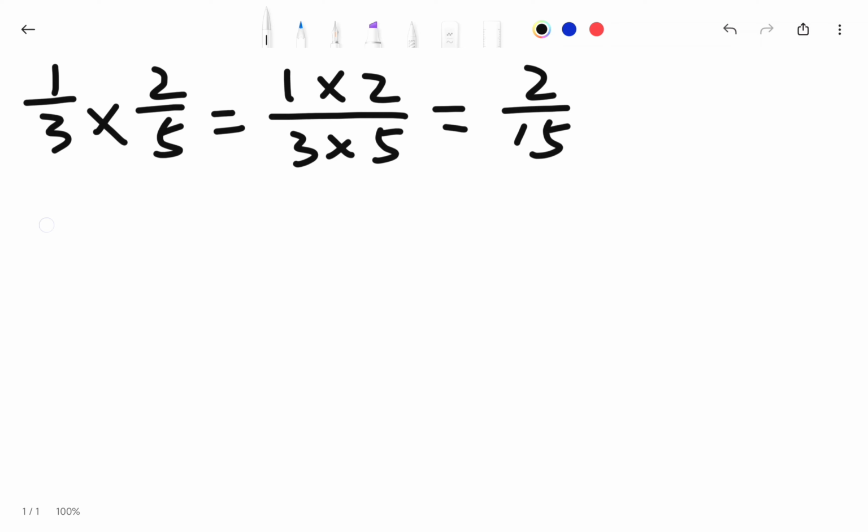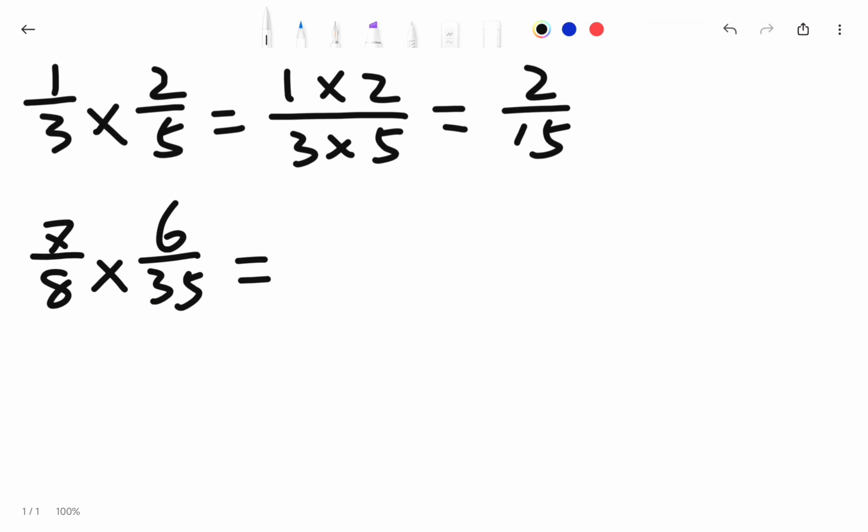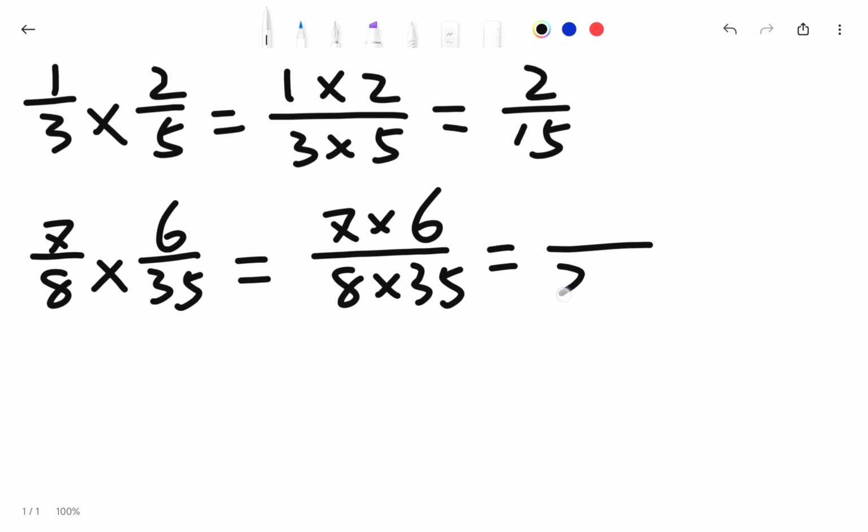Let's spice things up a little bit and take a look at a question with bigger numbers like these ones. Well, the method is the same. And remember to always simplify your answer. Please feel free to pause the video now and give it a go yourself and compare your answer with mine later on.